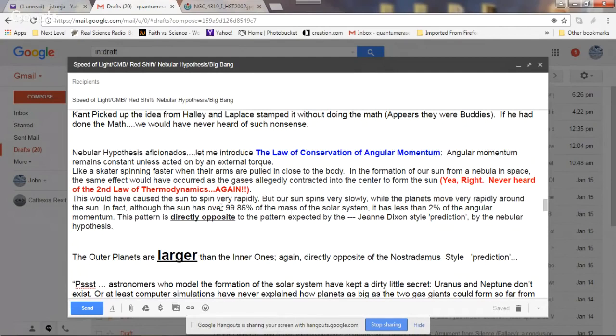Like a skater spinning faster and faster when their arms are pulled in close to their body. In the formation of our sun from a nebula in space, the same effect would have occurred as the gases allegedly contracted into the center to form the sun. And that's a yeah, right, because they never heard of the second law of thermodynamics. Again, this is a repeating refrain.